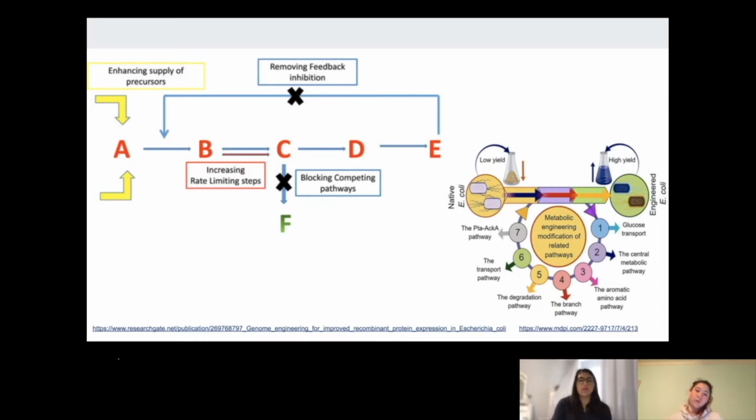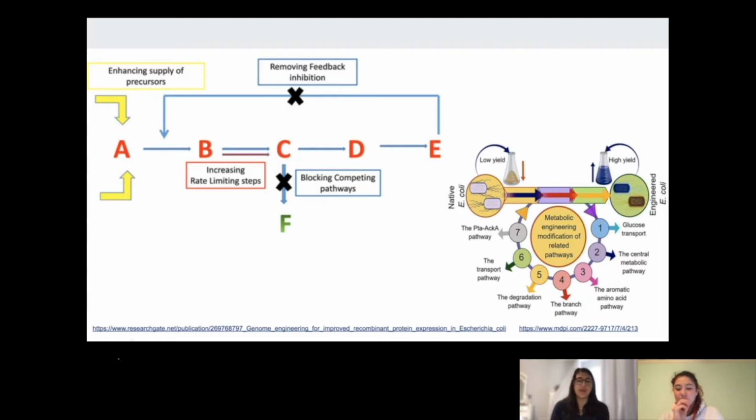So I'm going to point out these steps now on the image on the left. So they are all observed in the figure on the left with the arrows. And between A, B, and C, we have a pathway engineered to increase rate limiting steps. C to F is blocking a competing pathway. And then after E is the redesigning of this metabolic pathway to remove feedback inhibition. And the yellow arrows towards A show increased supply of precursors. So these are all possible genetic manipulations to metabolic pathways in order to produce either an increased amount of a targeted product or a decreased amount of an unessential byproduct.